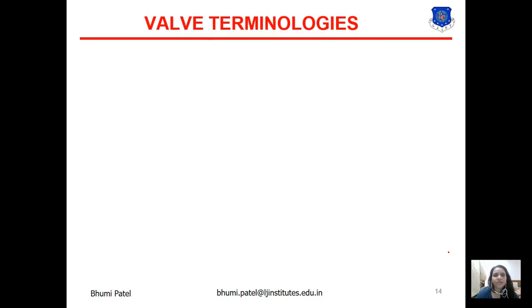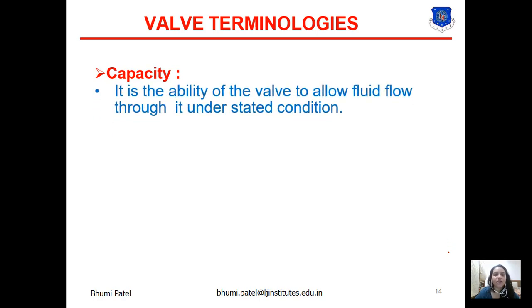Today's topic is valve terminologies. In the valve terminologies, the first definition is capacity of the valve. What is the capacity? It is the ability of the valve to allow fluid flow through it under stated conditions. So what is the capacity? It is the ability of this particular control valve to allow the fluid flow. It is known as the capacity of the valve.